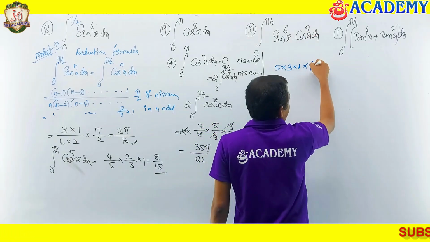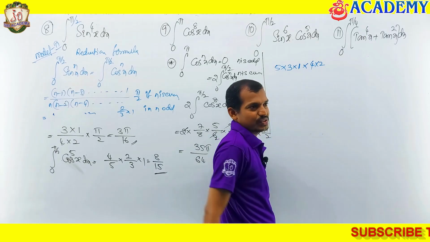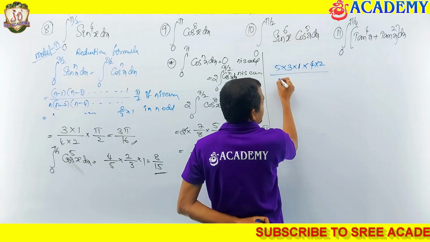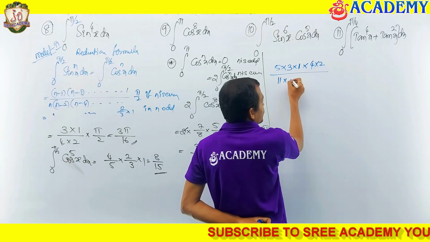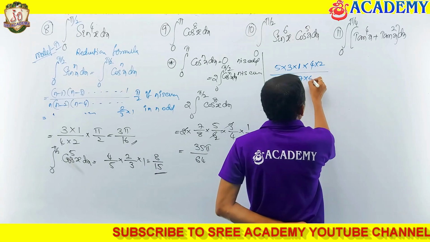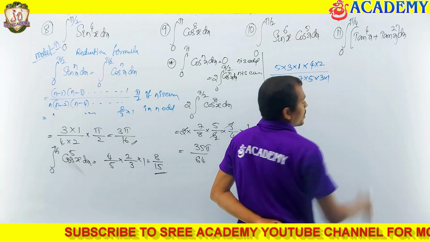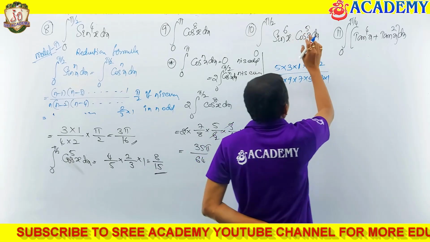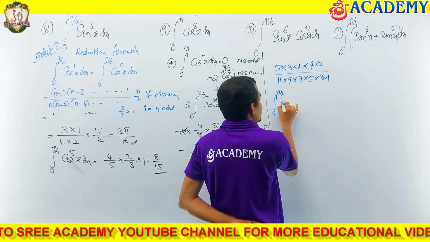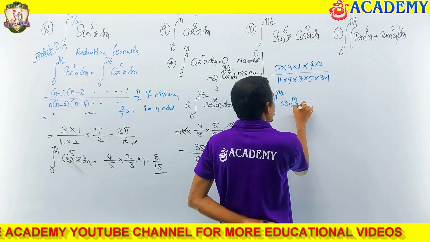5 - 1 is nothing but 4. 4 తర్వాత 4 - 2 = 2. Then after you have to stop. Divided by, you have to add these two. 6 plus 5 is 11. 11 - 2 is 9. 9 - 2 is 7. 7 - 2 is nothing but what? 5, 3, 1.